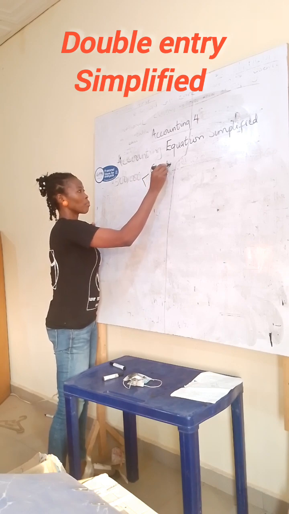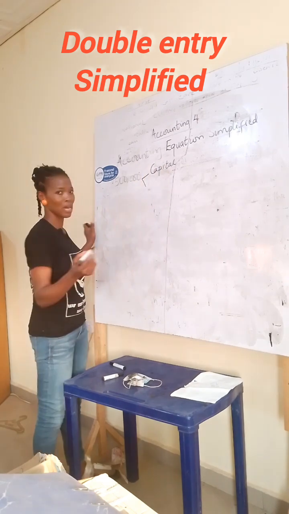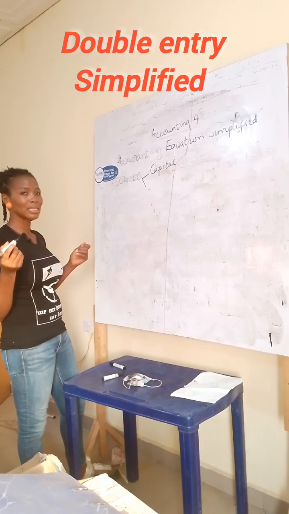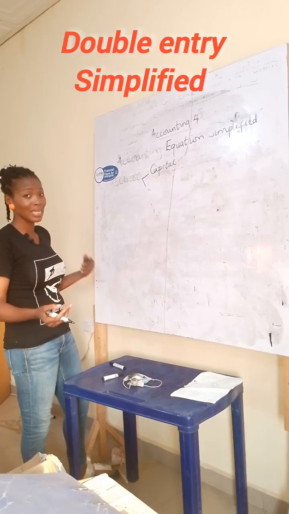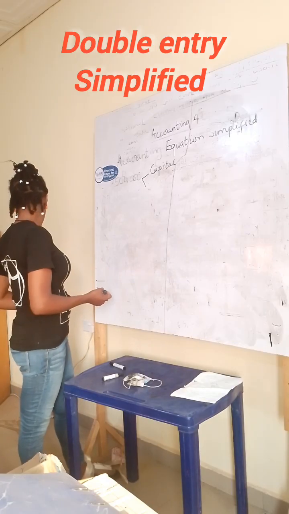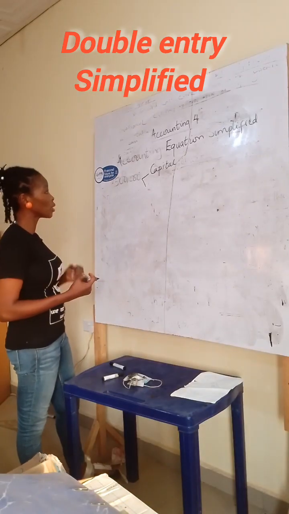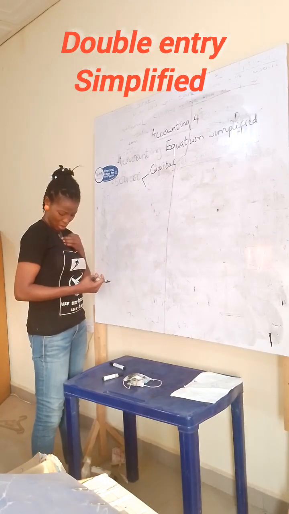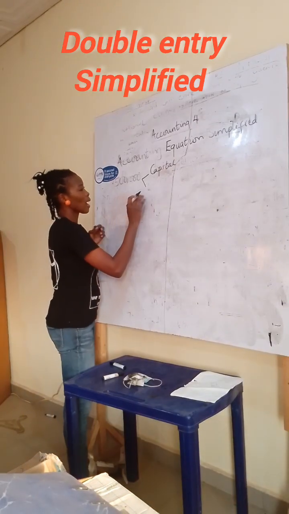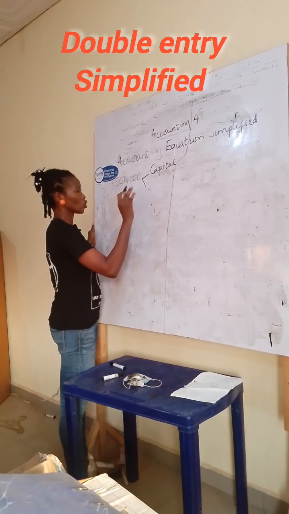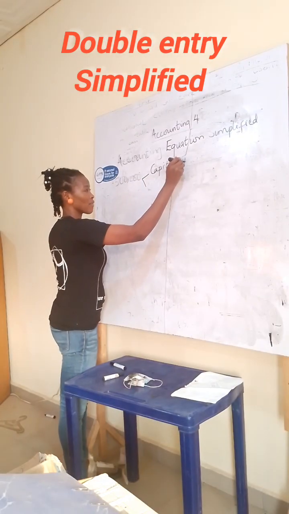Because we've been told that the owner wants to introduce 500,000 naira into the business. That simply tells us that he wants to put more money into his business, and that is what? Capital. Now, because he has added more money into his business, that means the capital account is one account that will be affected.